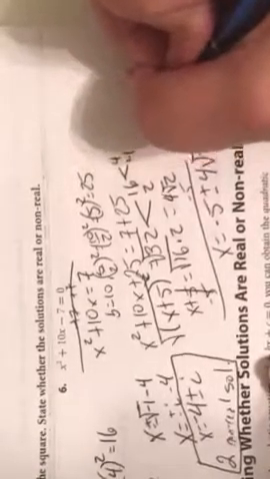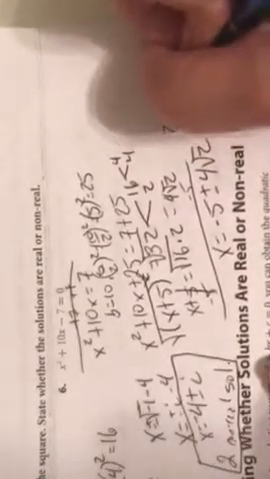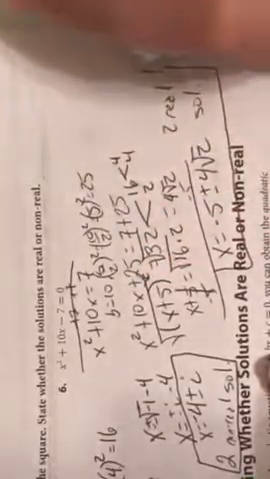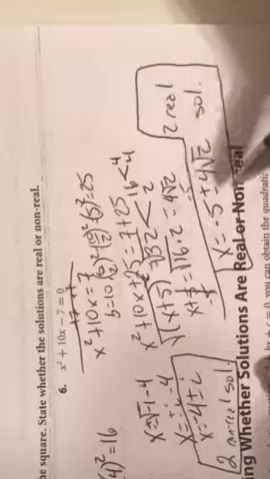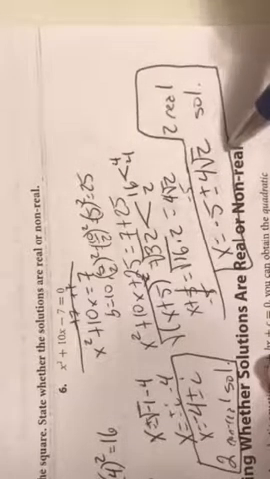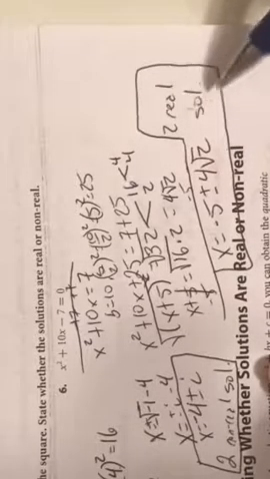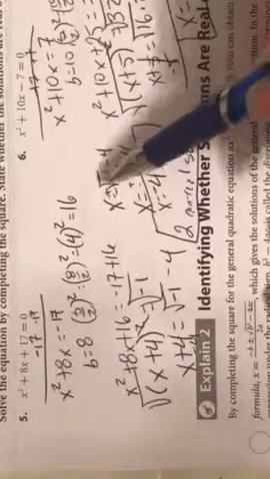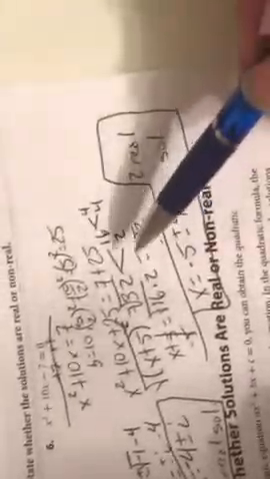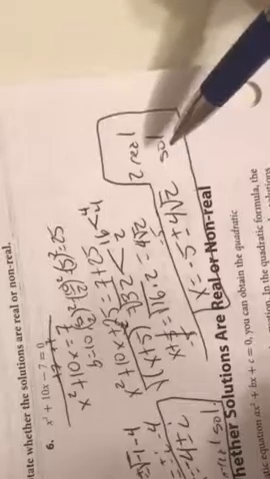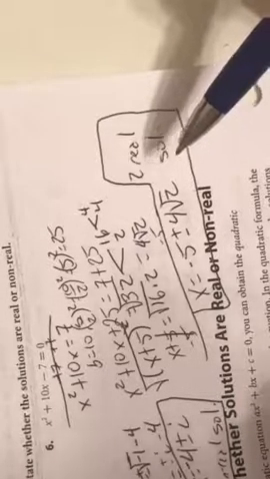We end up with 2 real solutions. Here is our answer: x equals negative 5 plus or minus 4 times the square root of 2. There are 2 real solutions. Previously, we ended up with an i because we ended up with a negative under the square root. So that's why we had two non-real solutions. This one, we had a positive number under the square root, so we have two real solutions.